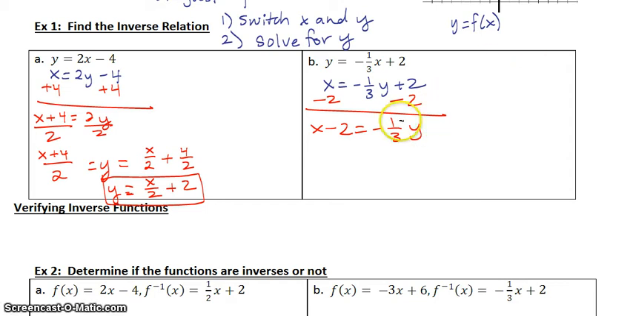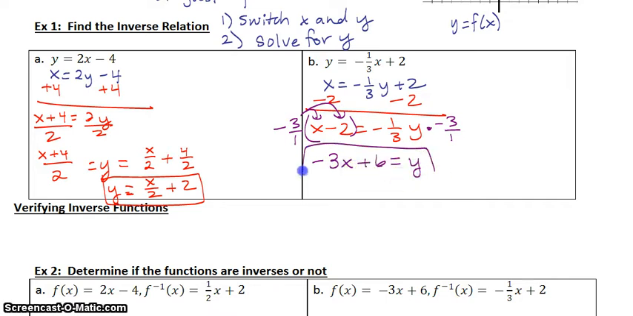All right, this time to get rid of the negative 1/3, I'm going to multiply by the reciprocal. And remember, when I do that, I got to do it to both pieces. So I end up with negative 3x plus 6 for my inverse this time.